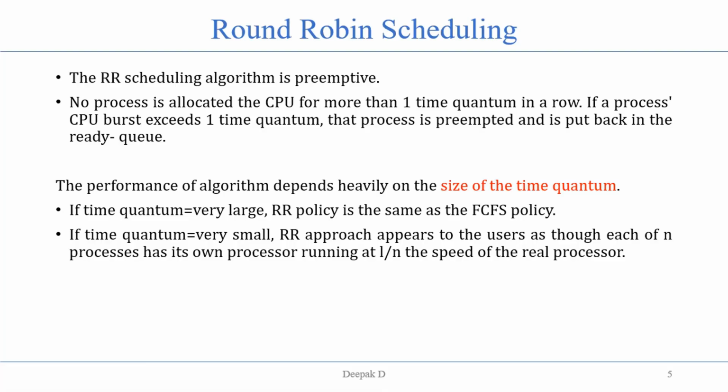The performance of this algorithm mainly depends on the size of the time quantum. If the time quantum is very large, then round robin scheduling is similar to first come first serve scheduling. If the time quantum is very small, then round robin appears to the user as though each of n processes has its own processor running at 1/n the speed of the real processor.